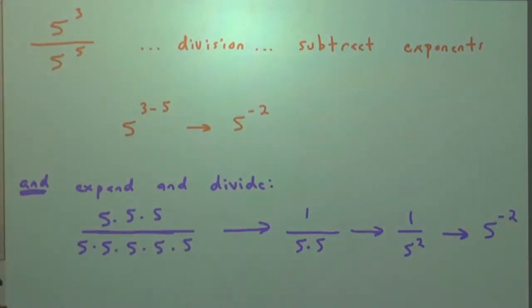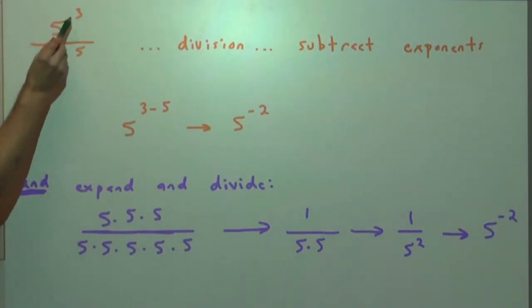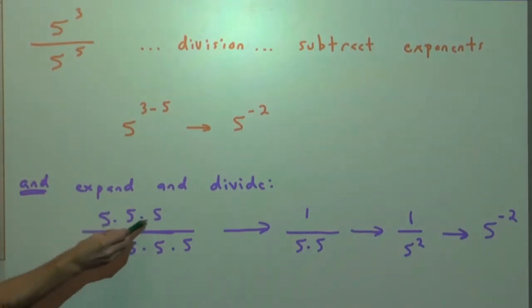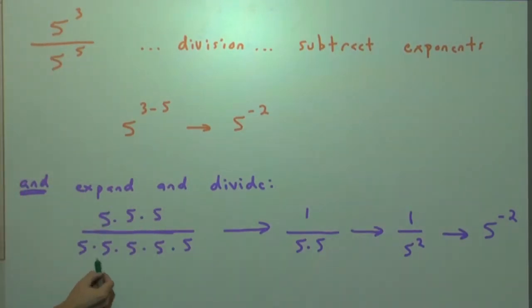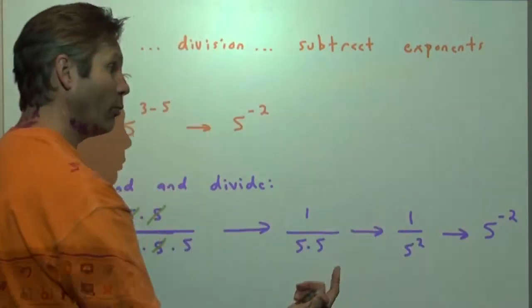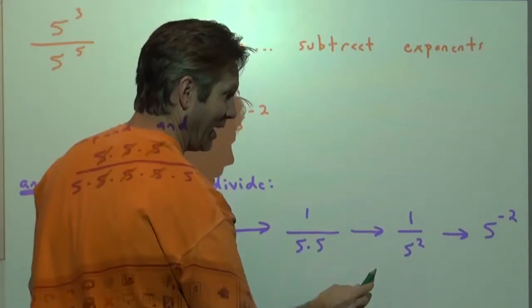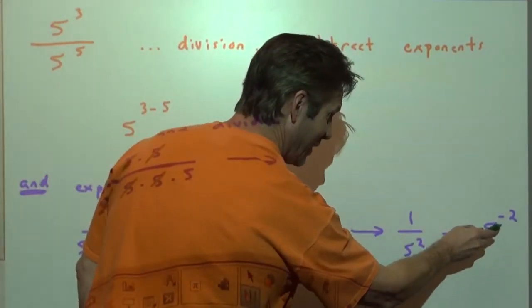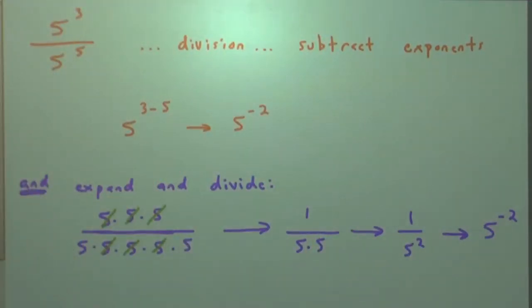But let's think what this looks like. 5 to the 3rd. Remember, exponents tell you how many things are being multiplied. That's 5 to the 3rd divided by 5 to the 5th. Whoop, there it is. And we divide this 5 by this 5, we get 1. That gives us 1, and that gives us 1. So what are we left with? 1 over 5 times 5, which is 1 over 5 squared, which is the inverse of 5 squared. So we write it as the inverse of 5 squared. They all mean the same thing.